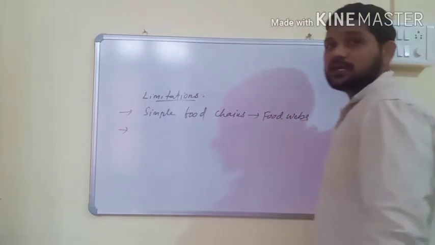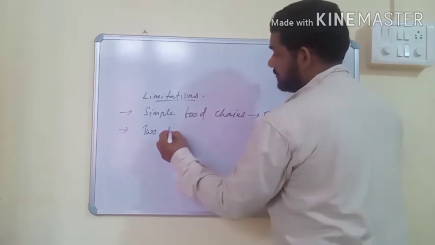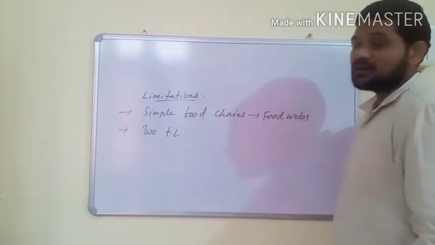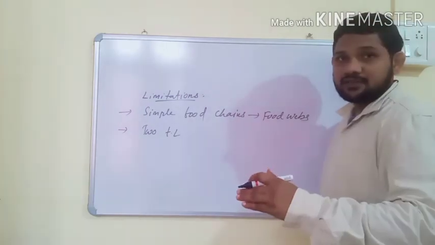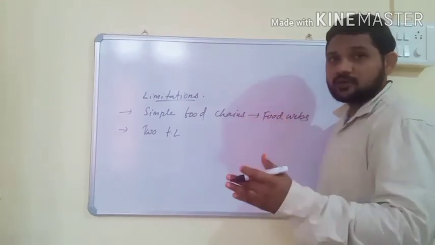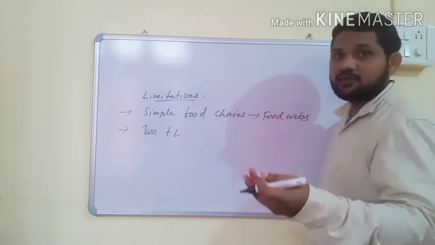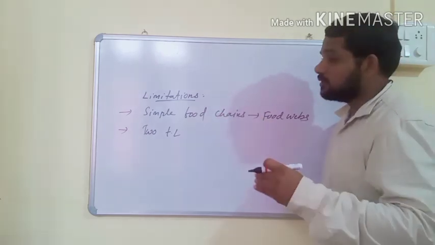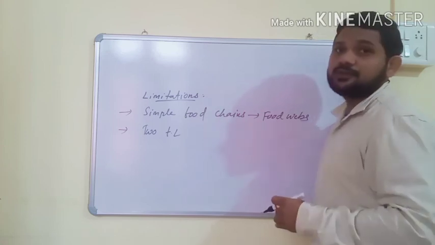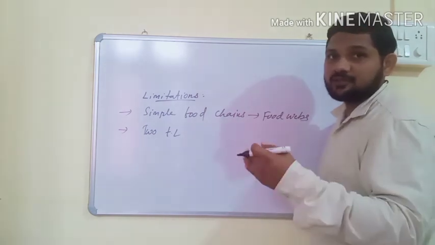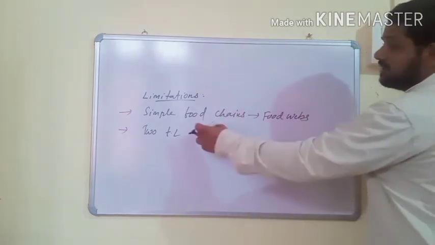Then, some organisms may operate at two or more trophic levels, and ecological pyramids do not have spaces to accommodate such species. For example, human beings act as herbivores and carnivores. That means some species operate at two or more trophic levels, and these pyramids have no space to accommodate them. This is the second limitation.